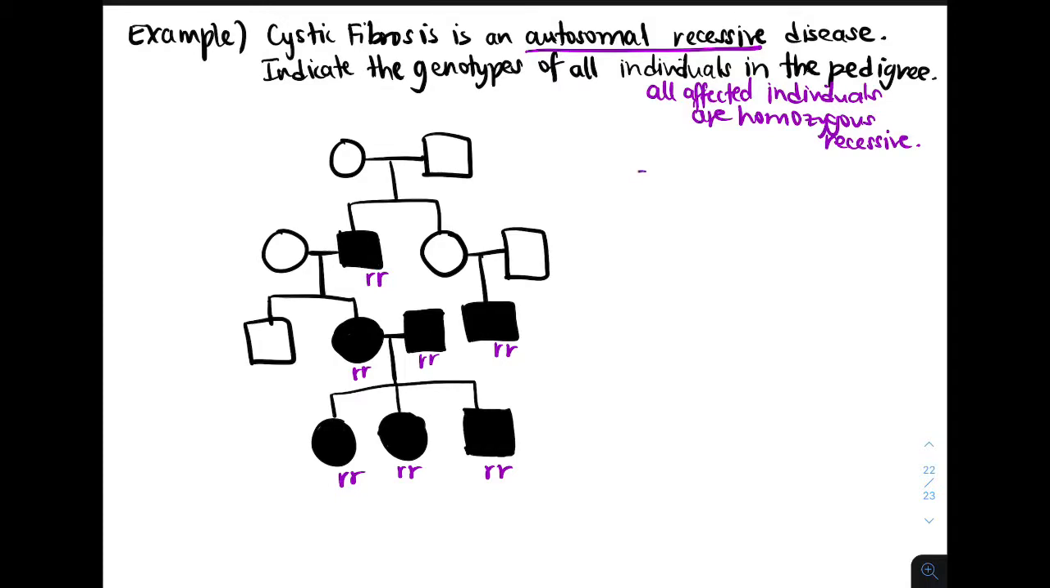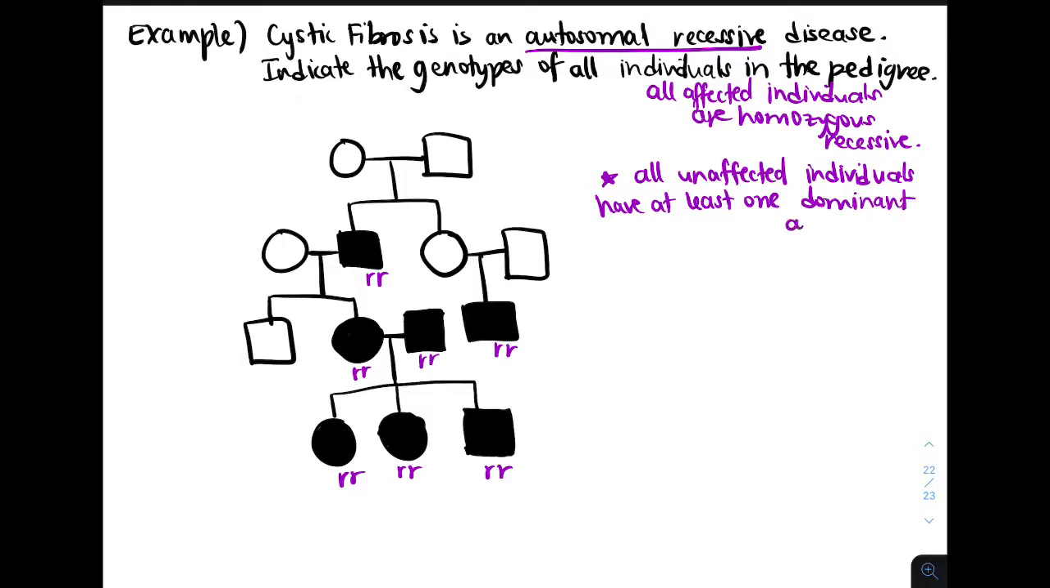The next thing that we can conclude is that all unaffected or unshaded individuals must have at least one dominant allele. So we can go ahead and fill in one dominant allele for all individuals that are not shaded in because they don't show the trait.